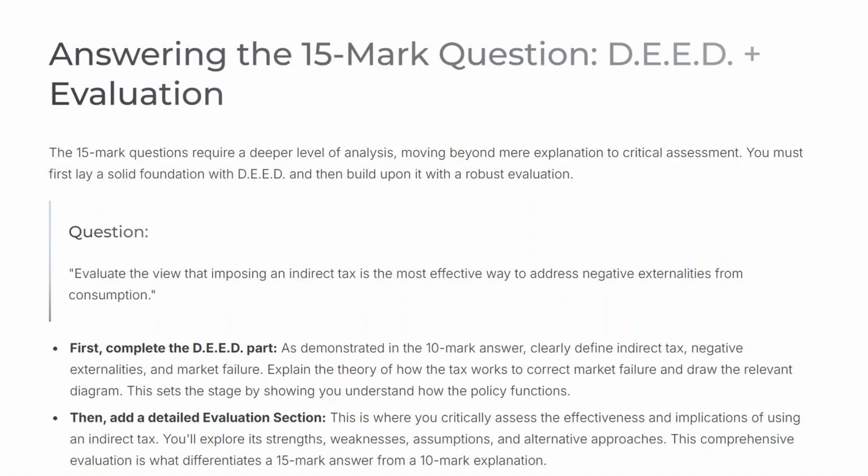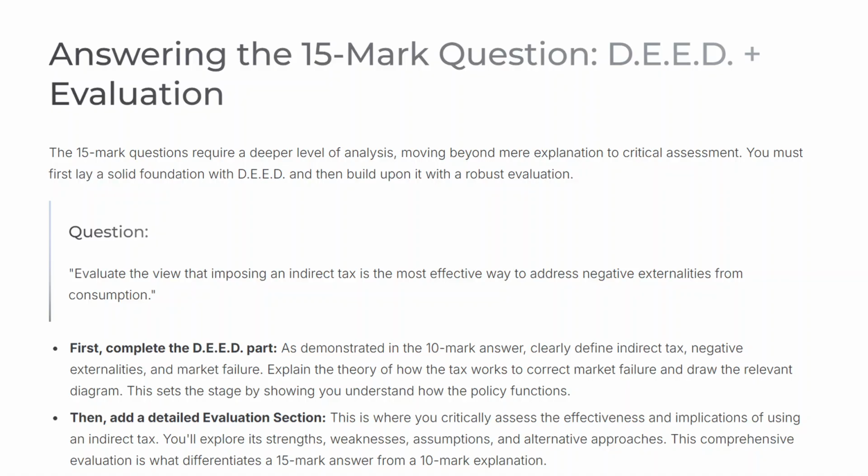Now, let's look at the 15-mark question, like evaluate the view that imposing an indirect tax is the most efficient way to deal with the market failure of gasoline consumption. For a 15-mark question, you need to do everything in the DED structure, but then add the crucial final section, evaluation. Your structure becomes DED plus evaluation. Your DED part would explain how the tax works, just like before. Your evaluation section is where you get the top marks.